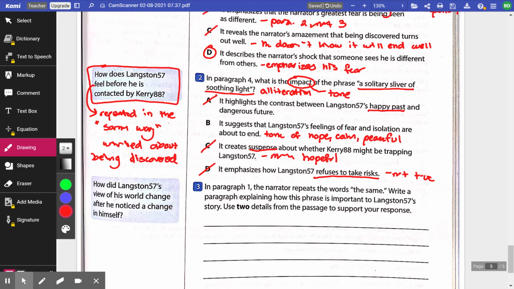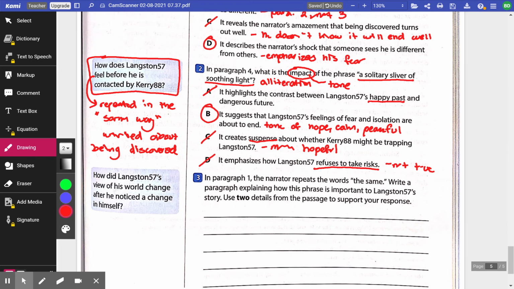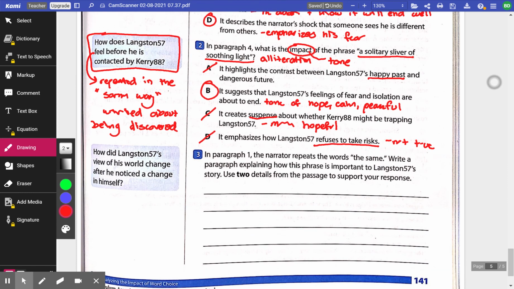So that leaves the only answer that would work for us as answer choice B, because we know that the alliteration of solitary sliver of soothing light is going to help create a tone that's peaceful and calm. And we know because of that, his feelings of fear and isolation are about to end. He's being soothed, he's being calmed, right? So answer choice B is your best option there. Now we are ready for our writing question.